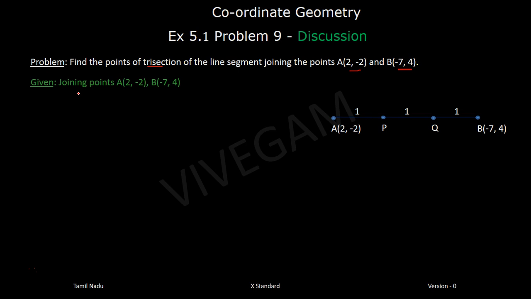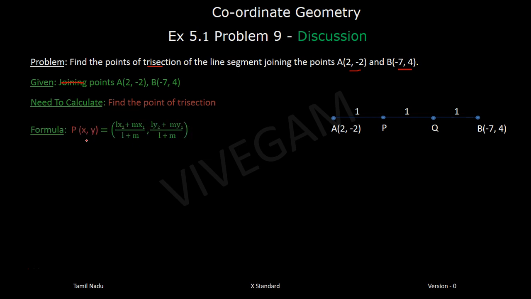The points are A(2, -2). Sorry, don't worry about this, cancel this. I've written exactly what is given in the problem. It's points A(2, -2) and B is (-7, 4), and we need to find the points of trisection.